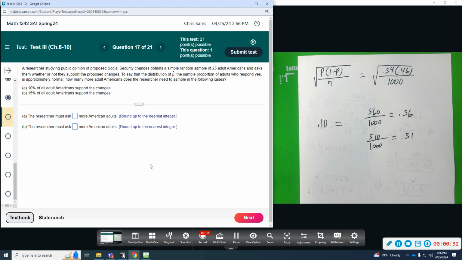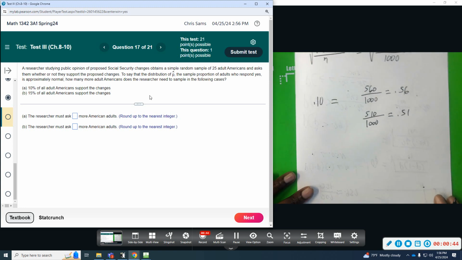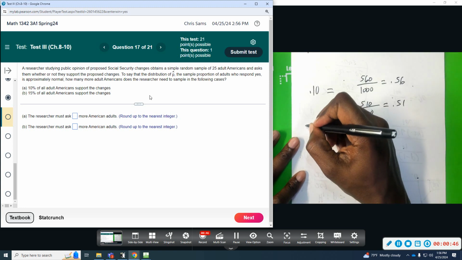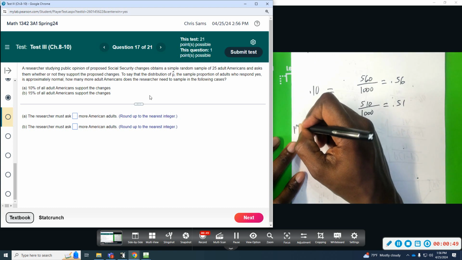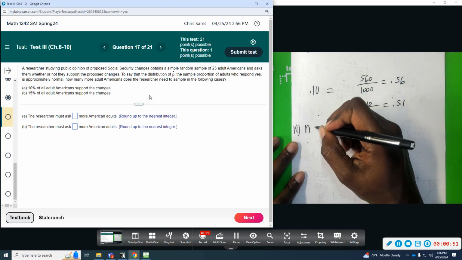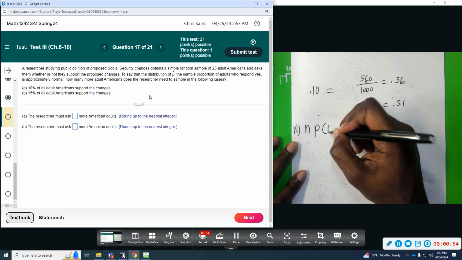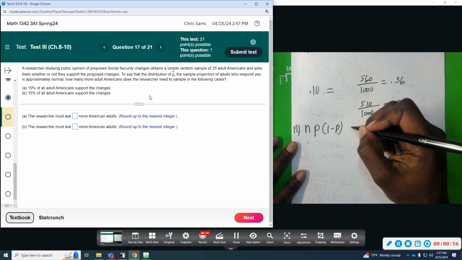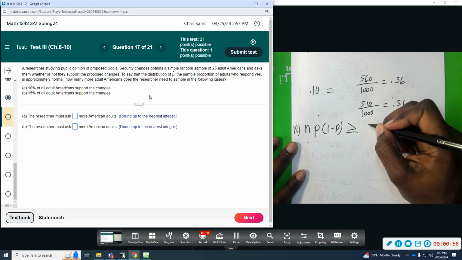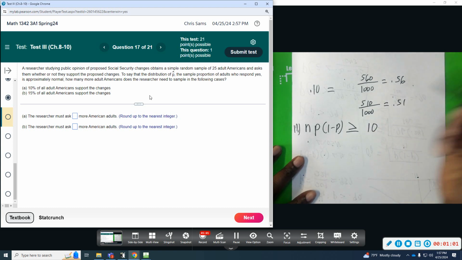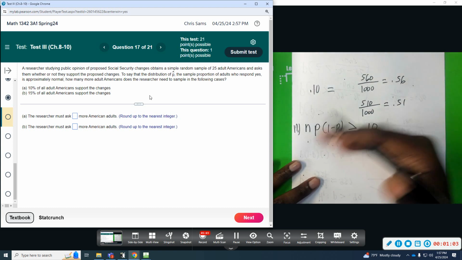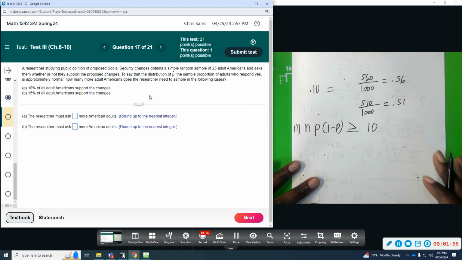10% of all American adults support the changes, and 15%. So this is dealing with the sample size criteria for proportion. So that is n times p times 1 minus p has to be greater than or equal to 10. We need to know how many more people we need than 25.